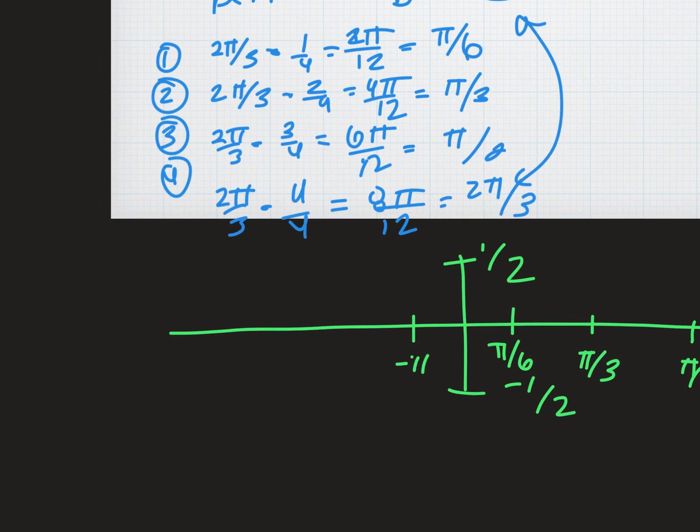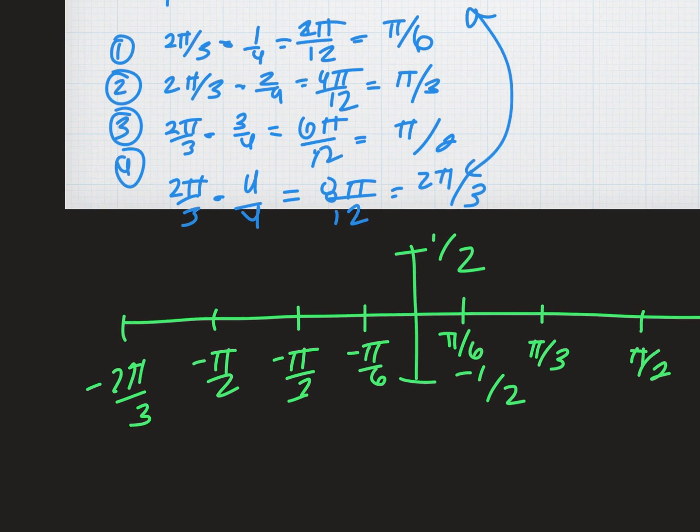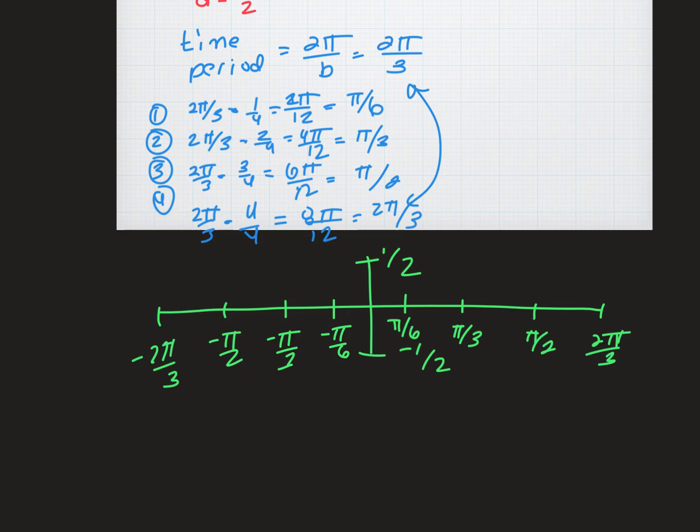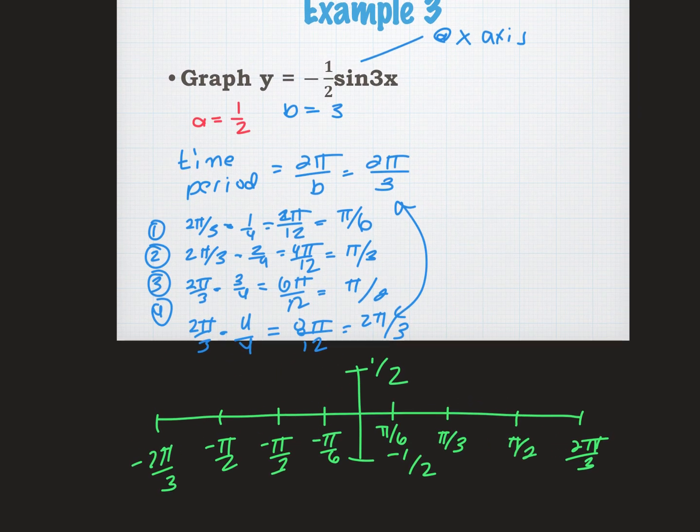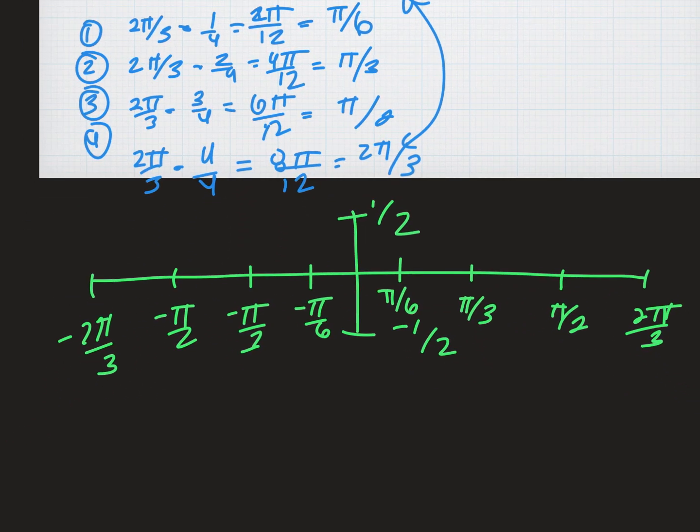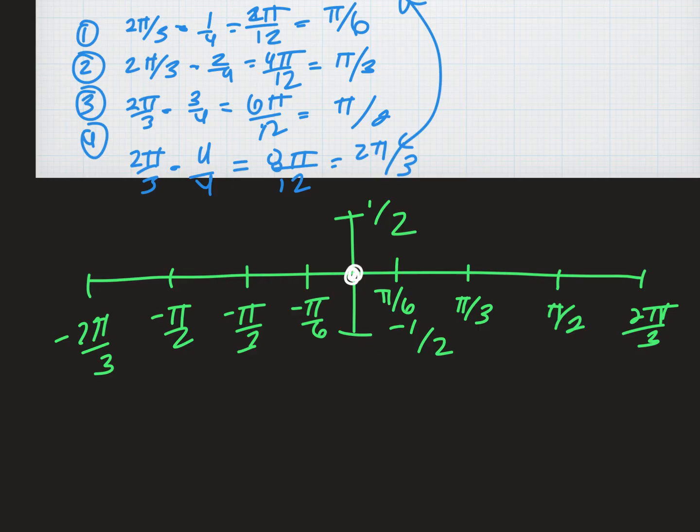So I have negative pi over 6, negative pi over 3, negative pi over 2, and negative 2 pi over 3. All of these graphs, I know, look very similar. What we're going to be looking for is the actual math behind the increments and where you start your graph. Remind yourself again, go back to the top. Where do we start? At the x-axis. So I'm going to start right here at 0. And it's a negative 1/2.